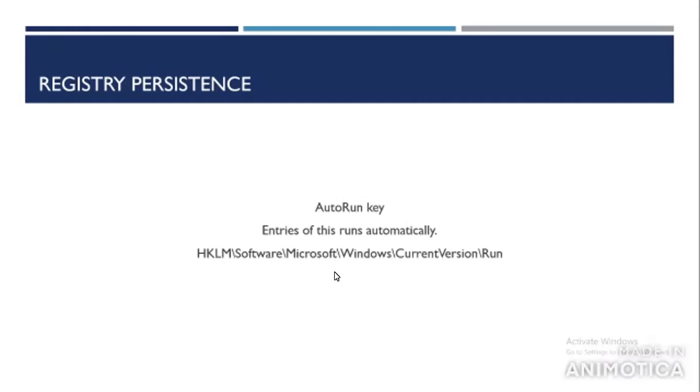How does malware use the registry for persistence? There is a term known as the autorun key. Whatever values or entries are in that key will run automatically whenever the system is rebooted or starts. The location of that autorun key is HKLM, Software, Microsoft, Windows, CurrentVersion, Run. This specific key in the registry can be used by malware for persistence, so it is a great place to look first to check whether the malware exists.